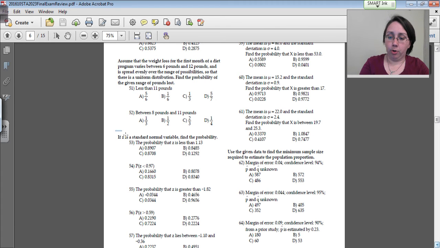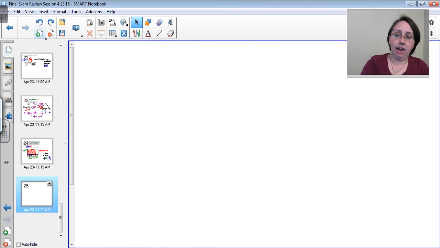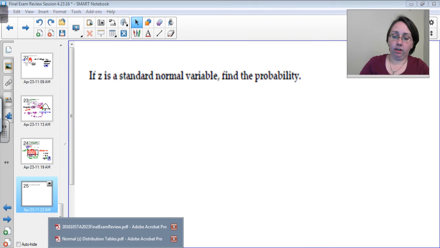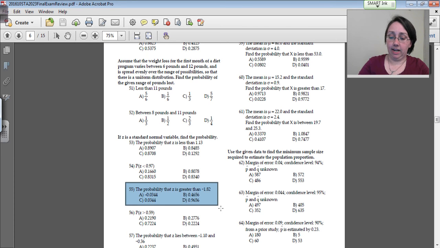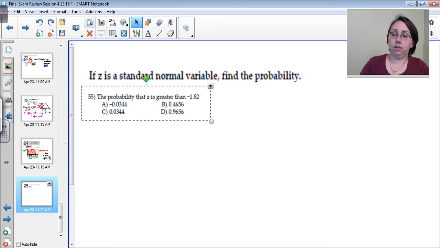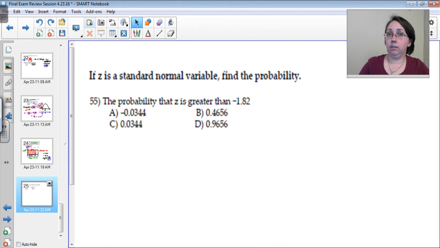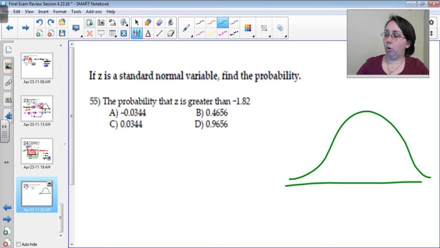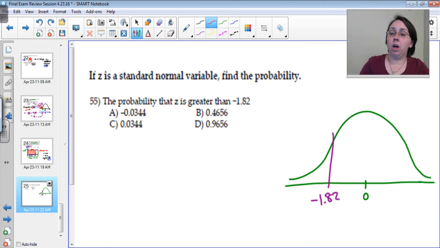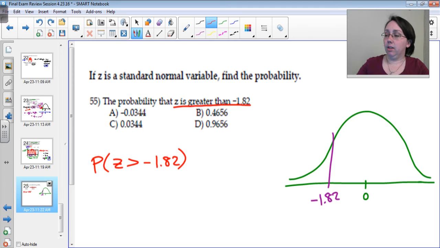55. Now, notice in the dark letters, there's something very important you have to have. What's important in the dark letters? Standard normal. All right. What does normal mean? Very good. Normal means bell curve. Standard means the middle is 0. And we're interested in negative, so to the left, 1.82. But we want the probability that z is greater than negative 1.82. So should be to the right of that. Very good. We want to the right.